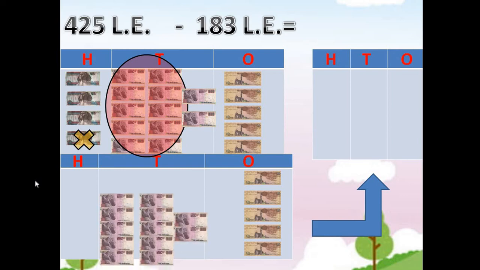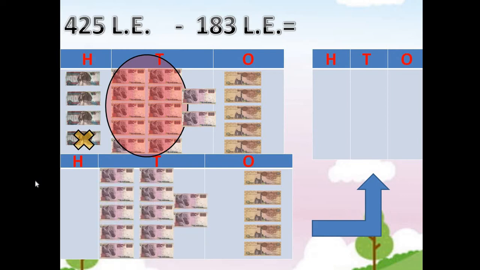In a new table, all the ones we have now, 5 ones, and all the tens we have now, we have now 12 tens. And in the hundreds, we have 4? No, we have 300, because we take 1 and put it in the tens place as 10 tens. Now I will begin subtracting.